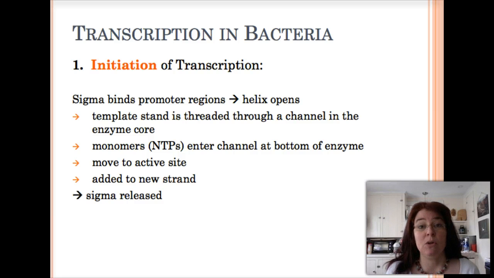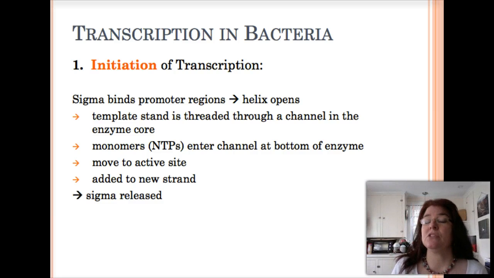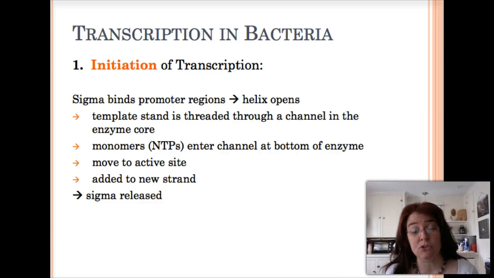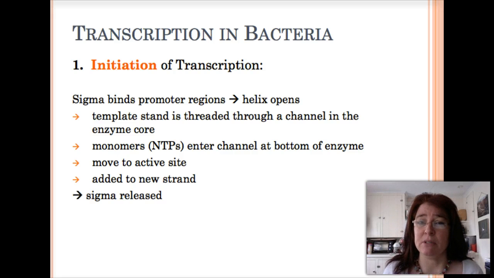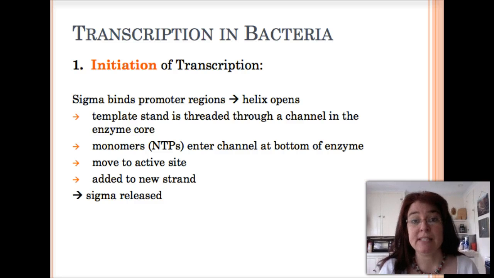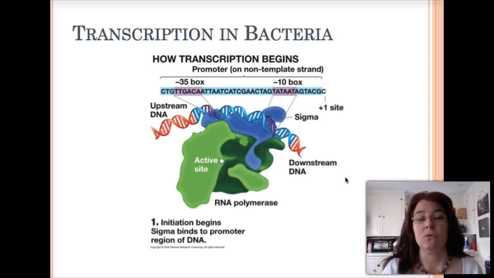Now, it's important to notice that after sigma binds to the promoter and gets the core where it needs to be, so sigma will bring the core by binding to it up to the region on the DNA where it needs to be, the sigma part of the enzyme is actually going to be released. It makes sense because it's done its job. It's the regulatory subunit. All it was needed for was to get the core where it needed to go. So, initiation is how transcription begins.